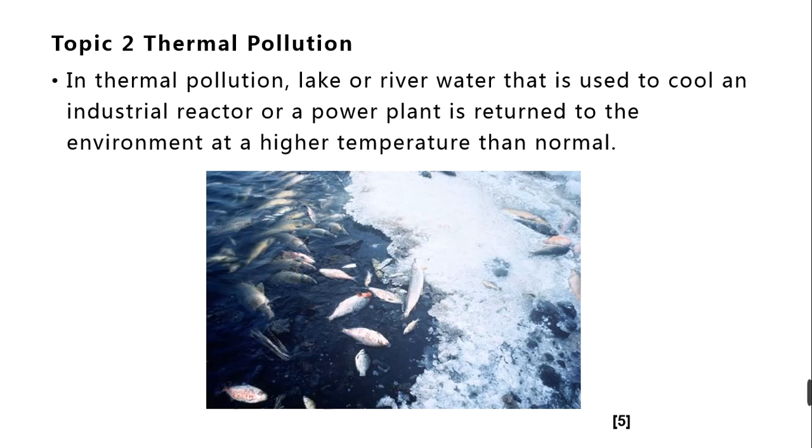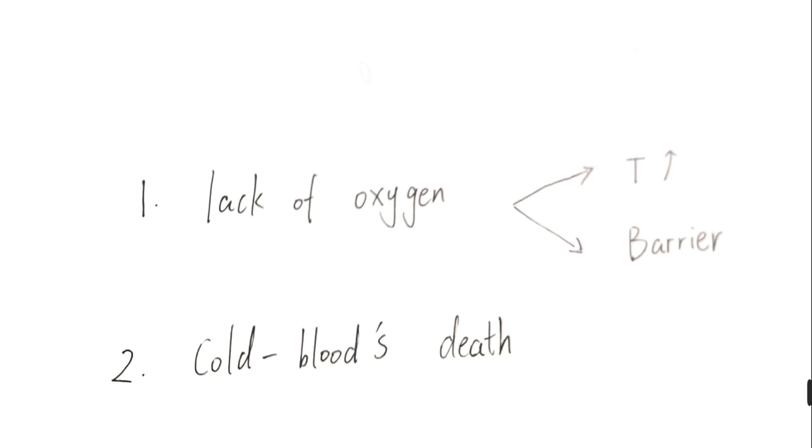The topic 2 I want to talk about is thermal pollution. What about thermal pollution? The lake or river water will be heated by an industrial reactor or power plant, so the water temperature is increasing higher than normal. So here come problems. Because of the increasing temperature, less oxygen will be dissolved into the water, and it may harm aquatic animals' lives.